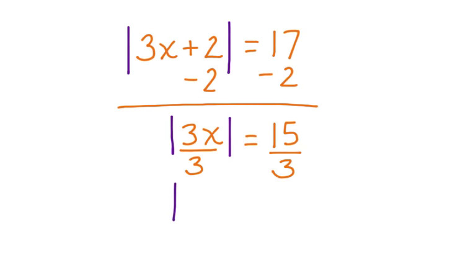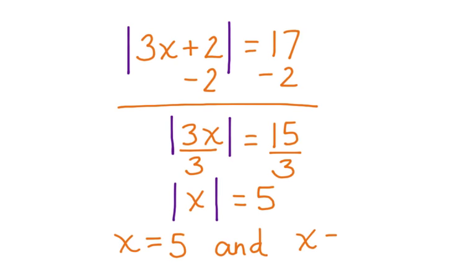We have the absolute value of x is equal to 15 divided by 3, which is 5. Now we want to make this a true statement. You might already know what the answer is. x is equal to 5 and x is equal to negative 5.